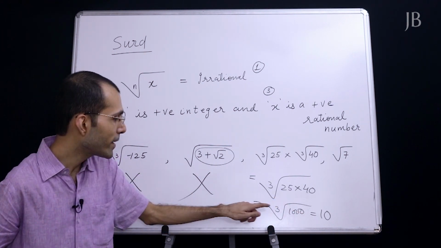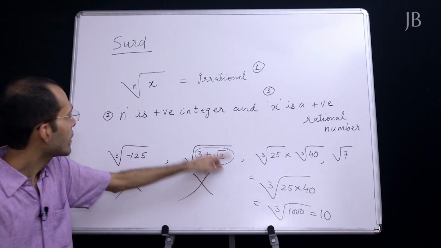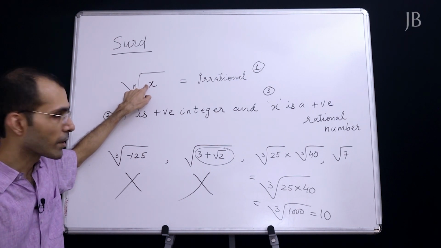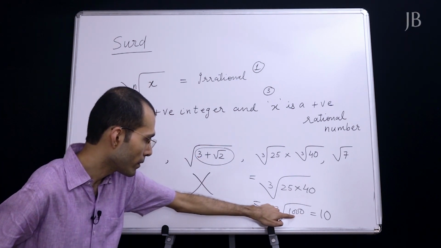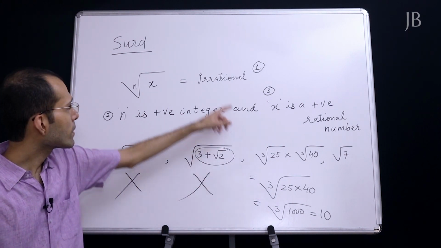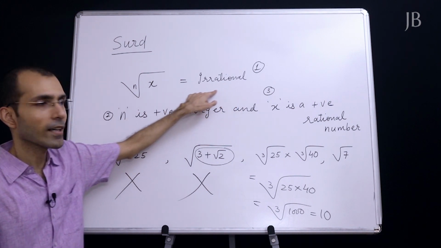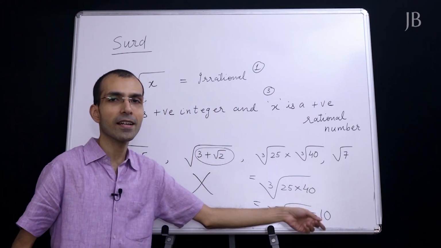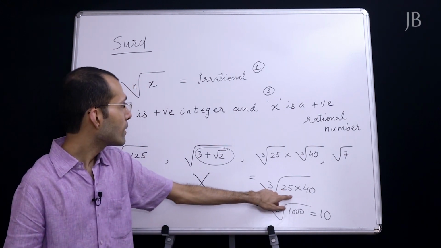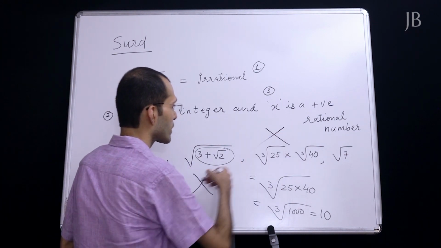Which condition does it violate? See, this 3 is a positive integer. Here the quantity sitting inside should be a positive rational number. This is a positive rational number. So why is it not a surd? There is one more condition: the answer should be irrational, but we are getting the answer as 10. 10 is a rational number. So this violates condition number 1. So this is not a surd.